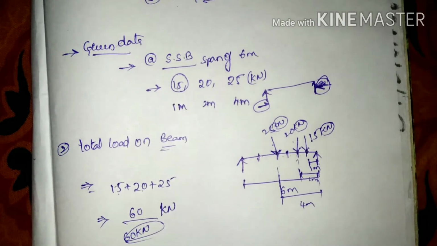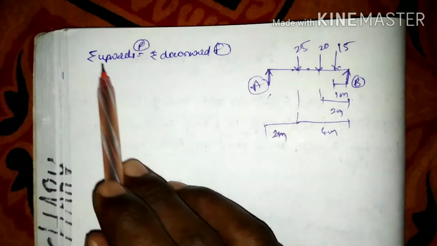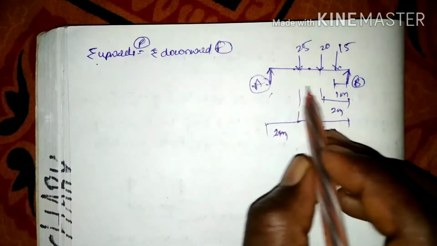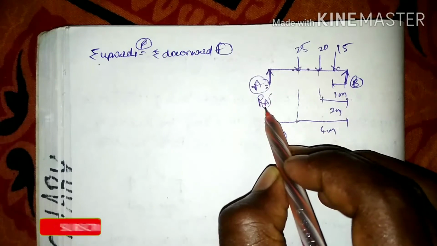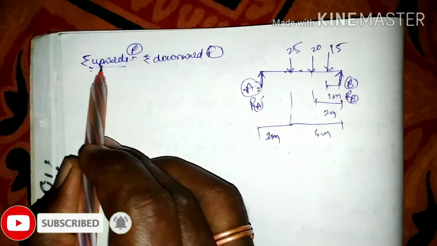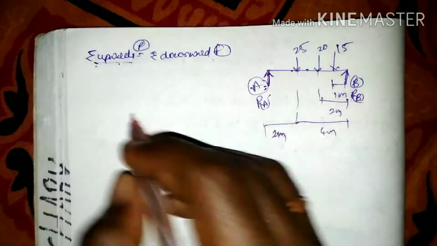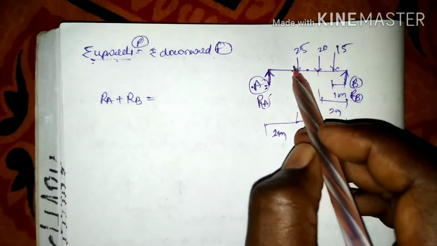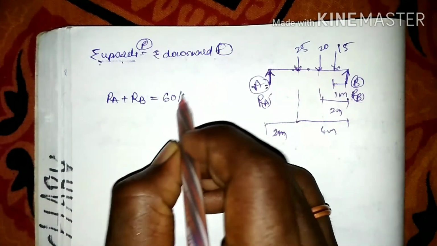Next, our third step is summation of upward reactions is equal to downward forces. We have 2 supports for the simply supported beam, and with respect to these supports we also have the reactions. Let us denote them as RA and RB. For the LHS, the summation of upward forces, the 2 reactions face the upward direction, so RA plus RB is equal to the downward forces, 20, 25, 20 and 15. That is going to be 60 kilonewtons.